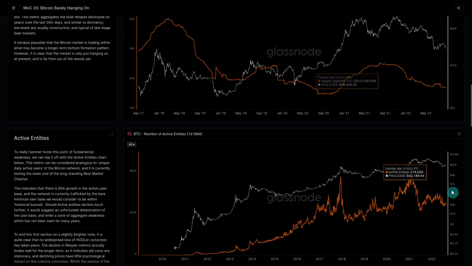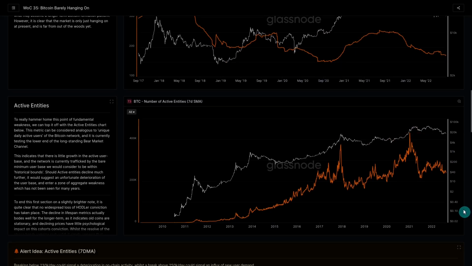So the way to think about it is that the conviction is there, but the number of people, here's our active entities. Think about this as like the user base. There's not many of them left. See how we're at the lower end of this long-term channel, this long-term trend line that we have? Bear markets, we typically see, you can see the bull market activity here and here in 2017 and 2020, but you can see that the bear market channel is notably lower.